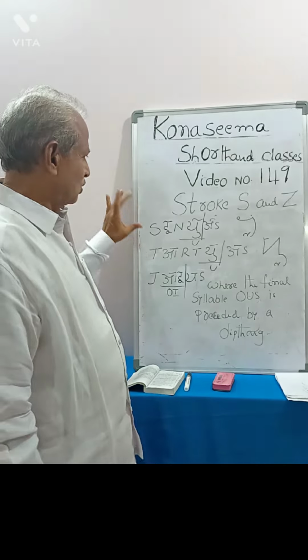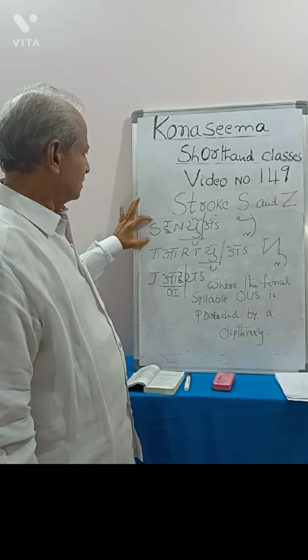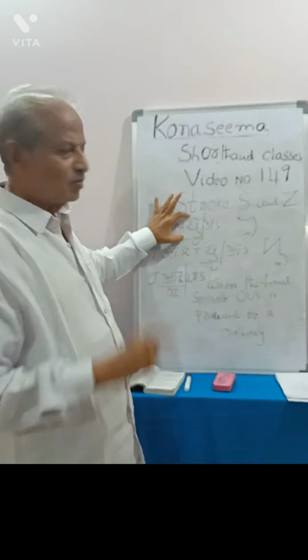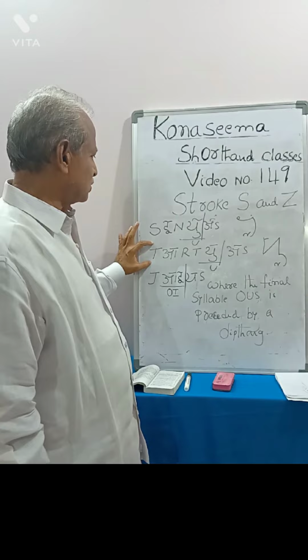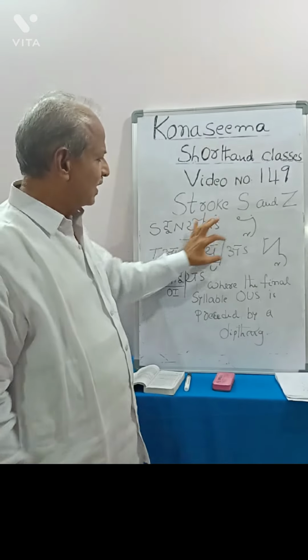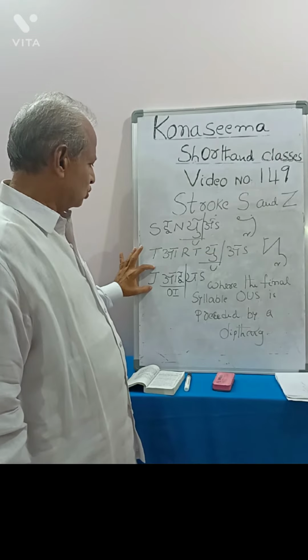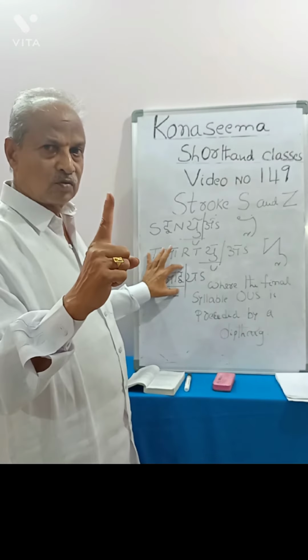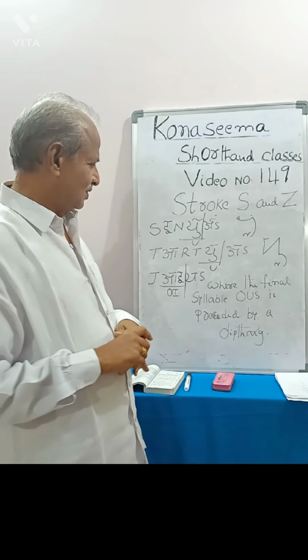There are two syllables in this word sinuous. Sinew is one syllable and us is the second syllable. Here, tortuous: tortu is one syllable and us is the second syllable. And joyous: joy is the first syllable and us is the second syllable.